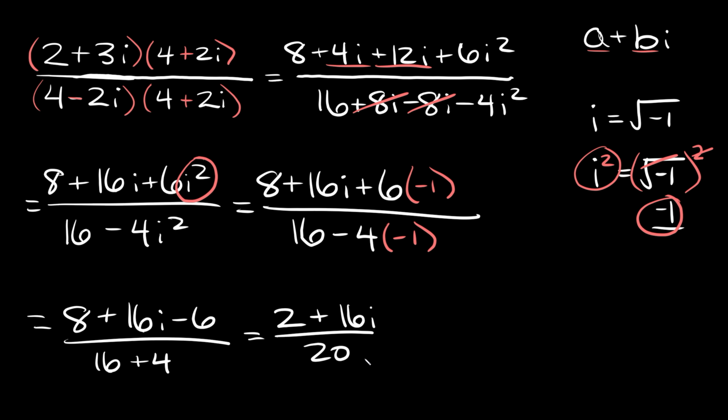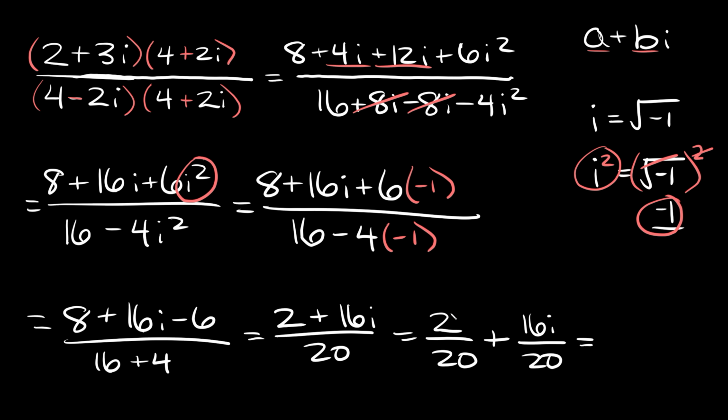All right. So now this is as simplified as we can get it, well, almost. The last thing we can do is split these up into 2 fractions. So first of all, we can split up 2 over 20. And we're adding, right? So we're going to say plus 16i over 20.